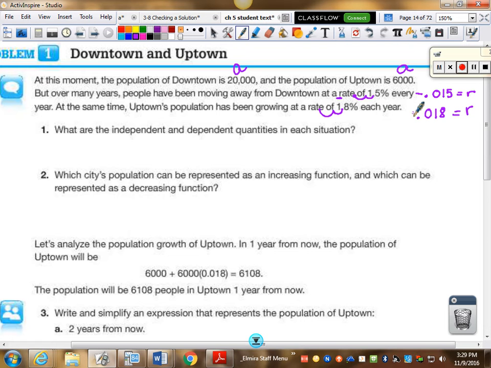Independent and dependent, we talked about that in class. I'm not going to put it in the video though. Independent's always time, dependent is your population. Uptown's population is increasing because it's going up. Downtown, people are moving away. It's a decreasing function. Let's get right into using these values to write the function.